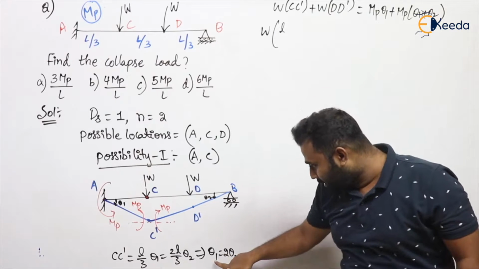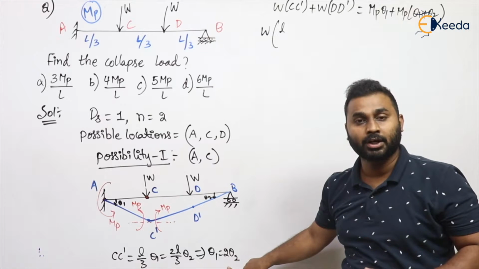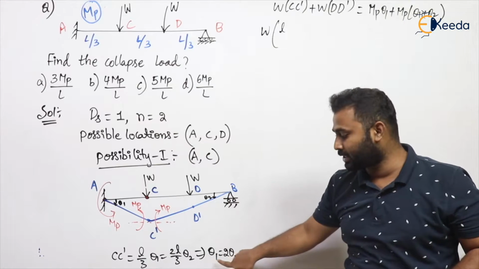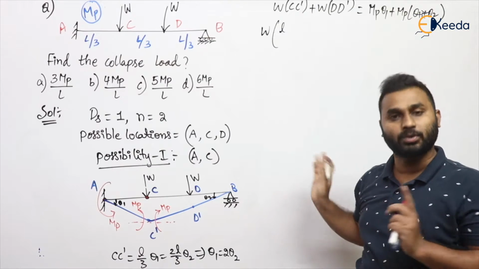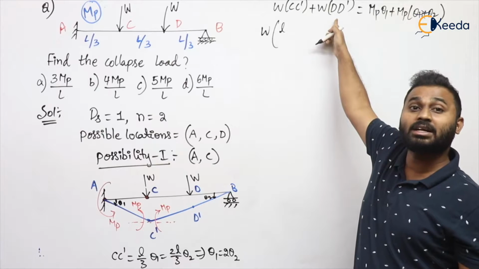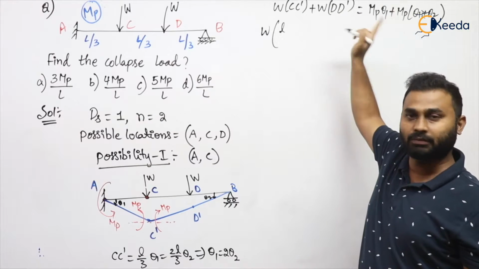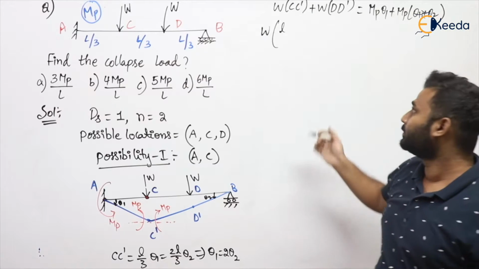Here we have evaluated the relation between theta 1 and theta 2, and we have expressed theta 1 in terms of theta 2. So wherever theta 1 is there, replace theta 1 with theta 2. And for external work, write CC dash and DD dash in terms of theta 2, not in terms of theta 1, for simplicity. If you write in terms of theta 1 also, no issue.